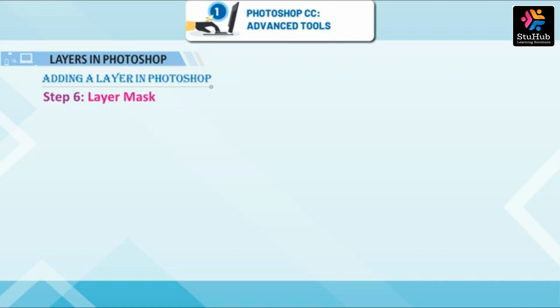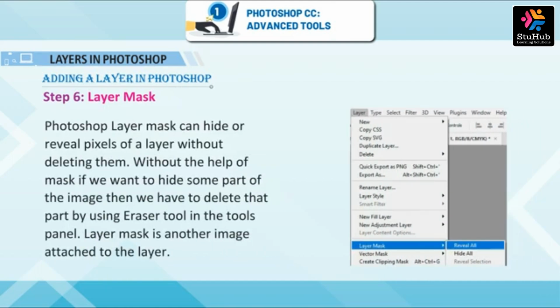Step 6. Layer mask. A Photoshop layer mask can hide or reveal pixels of a layer without deleting them. Without the help of a mask, if we want to hide some part of the image, then we have to delete that part by using the eraser tool in the tools panel.